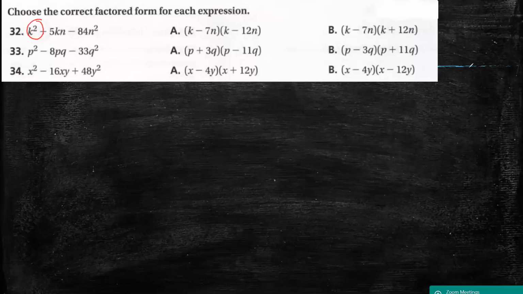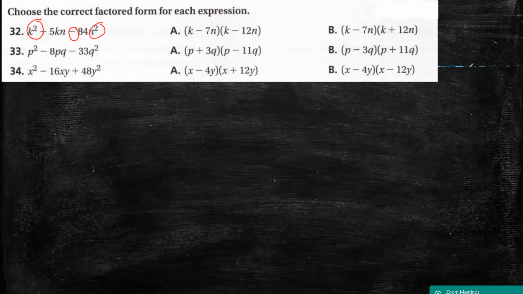Here we have K and N. So we wrote them here as K and Kn, as you see. Then we have negative 84. So what is the sign of C? Minus. It's minus. So the sign will be different. Thank you.